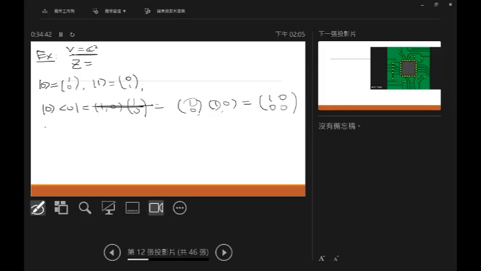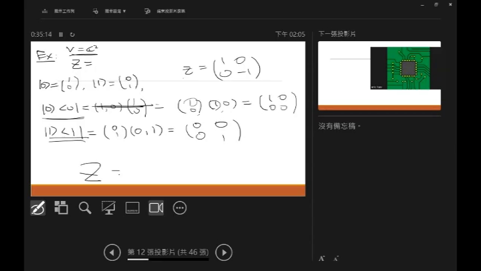Similarly, |1><1| is (0, 1) times (0, 1). It is just matrix multiplication. Remember the Pauli matrix Z is (1, 0; 0, -1). So I can write Z in terms of this one and this one: Z = |0><0| - |1><1|. I am just trying to write the operator Z as a matrix in terms of bracket notation, in terms of |0> and |1>.